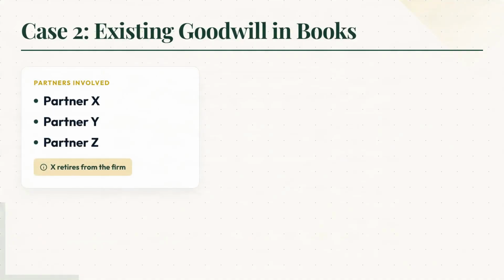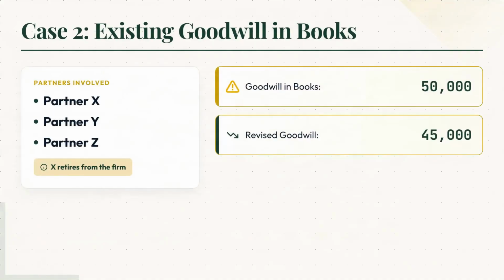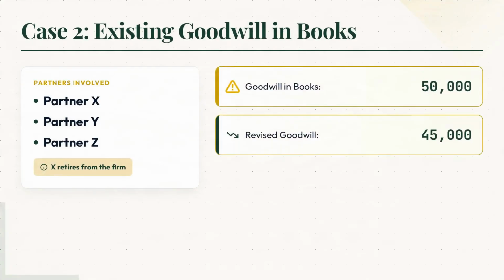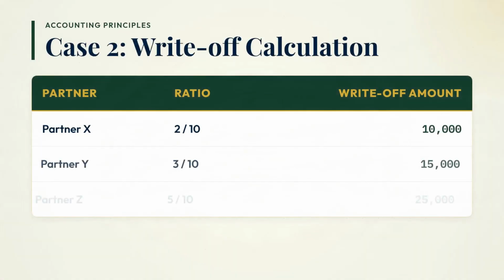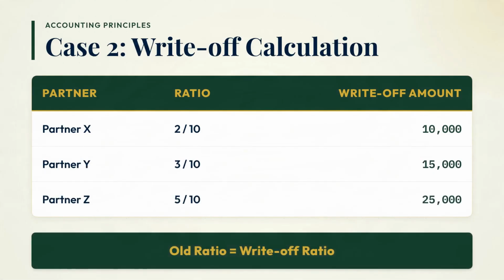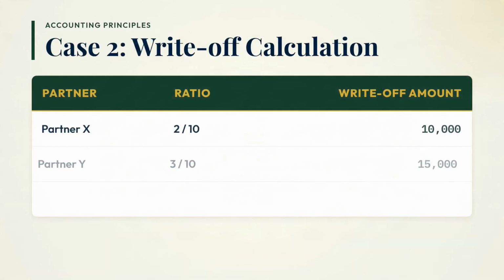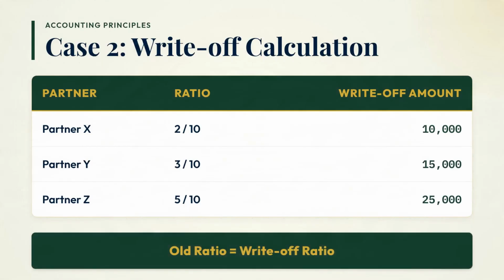Moving to case 2. Here goodwill already appears in the books at 50,000, but revaluation shows 45,000. Always remember the rule. The existing book balance must be written off completely before we can adjust for the new valuation. We distribute the 50,000 write-off among all partners. X is debited for 10, Y for 15, and Z for 25,000. This important step clears the outdated goodwill value from our financial statements before the new adjustment.